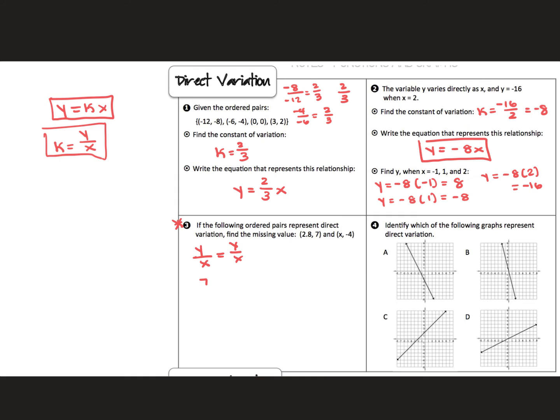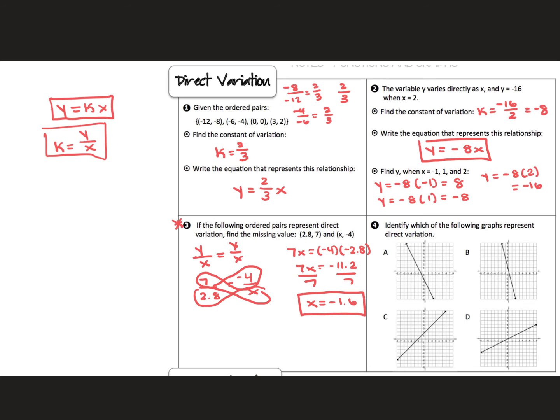So we have 7 over 2.8 is equal to -4 over x because we're missing that x value. Remember, when we work with proportions, we cross multiply. So we have 7 times x is equal to -4 times 2.8. 7x is equal to -11.2. Divide both sides by 7, and we get that x is equal to -1.6.